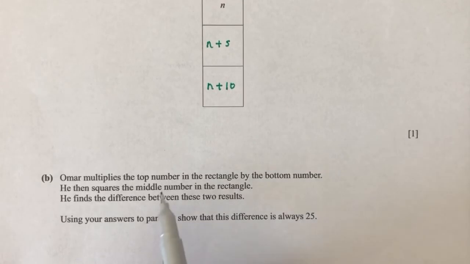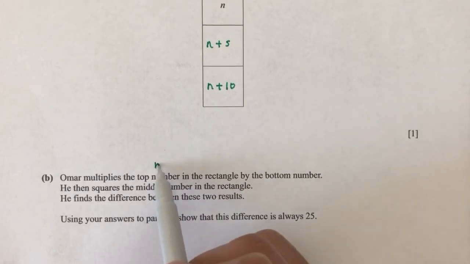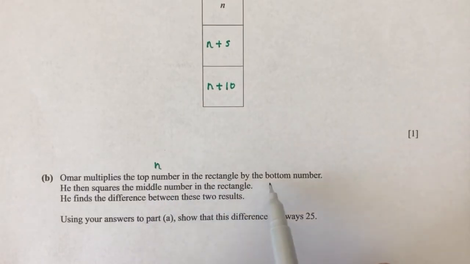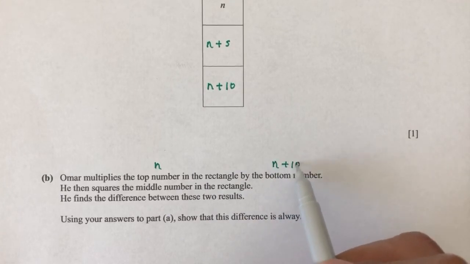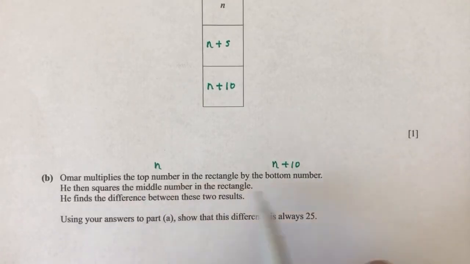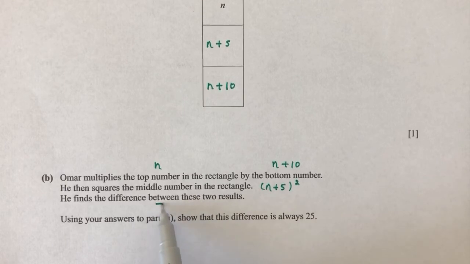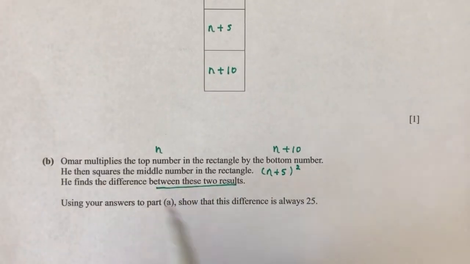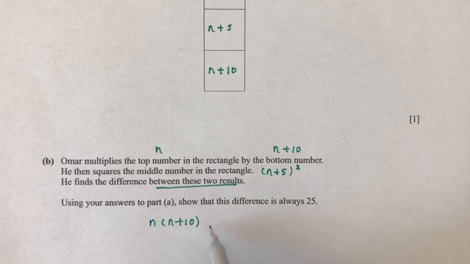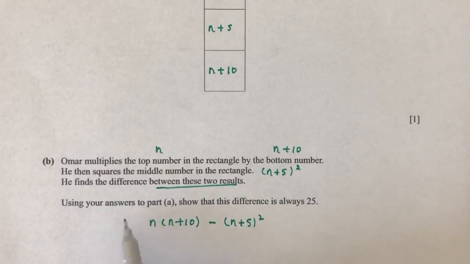Part B. Omar multiplies the top number, which is n, in the rectangle by the bottom number, which is n plus 10. He then squares the middle, which is n plus 5 squared. He finds the difference between these two numbers. So let's find out. He multiplies n by n plus 10, which is the last one, and then finds the difference between these two numbers. Using your answers in part A, show that the difference is always 25.